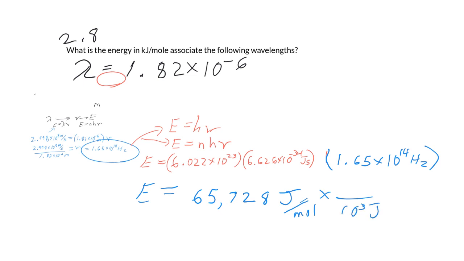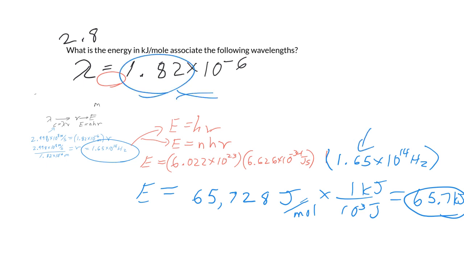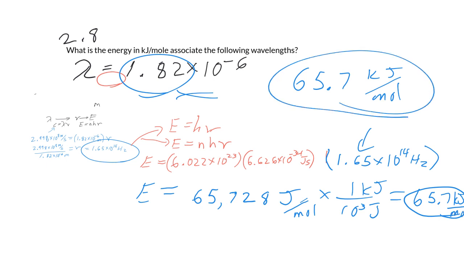Well, now you just have to get to kilojoules, 1,000 joules, 1 kilojoule. So that gives you 65.7 kilojoules after you do your sig figs, because we only had 3 sig figs here, right? Because of our starting wavelength. So it would be 65.7 kilojoules per mole. That's it.